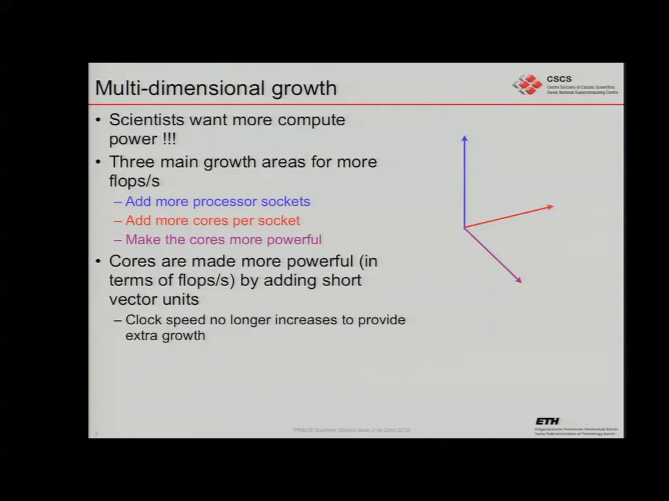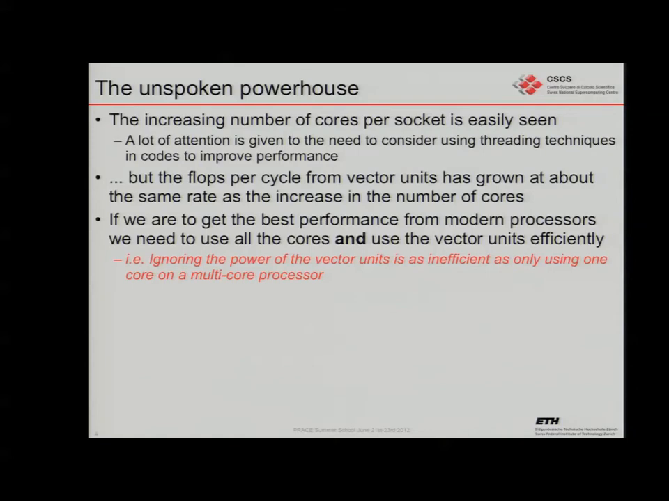Then there's more cores. You've seen multi-core as well, but also the increasing cores getting more powerful, and this is being delivered by these short vector units. So we know that clock speed increases are over. We therefore now have to add these short vector units and get good performance out of them if we want to get good performance overall in our applications. And it's sort of like an unspoken powerhouse.